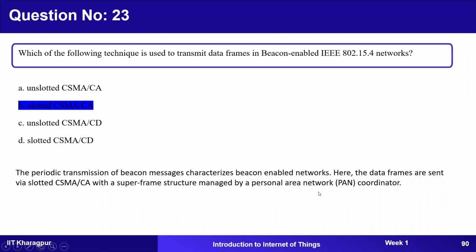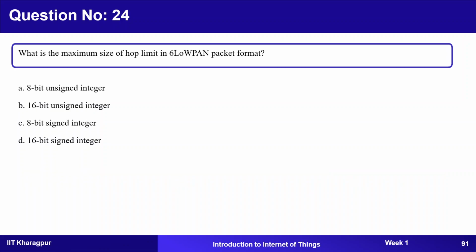Next question is, what is the maximum size of hop limit in 6-LoWPAN packet format? Options are 8-bit unsigned integer, second option is 16-bit unsigned integer, third one is 8-bit signed integer, and fourth one is 16-bit signed integer. Anyone? Okay. So the correct option for this is 8-bit unsigned integer.